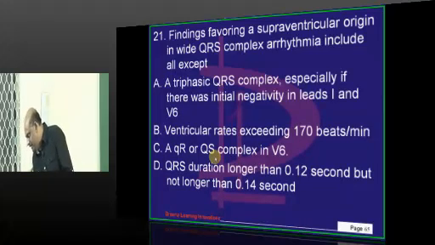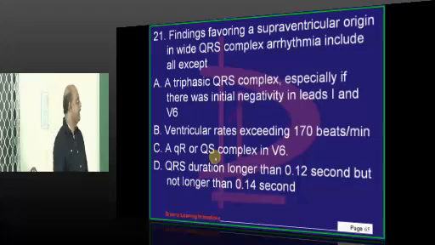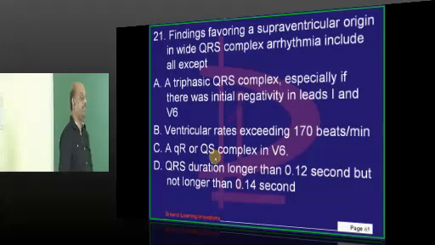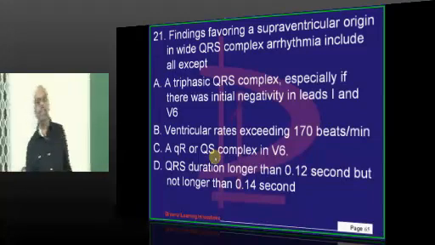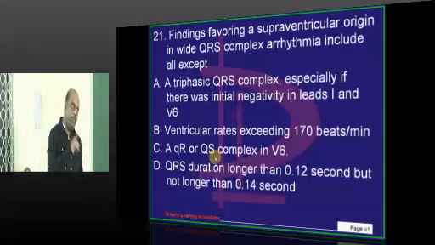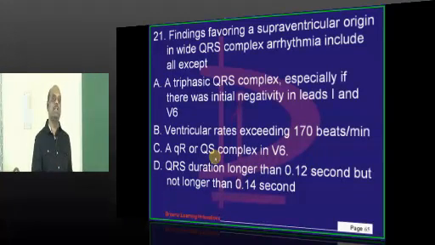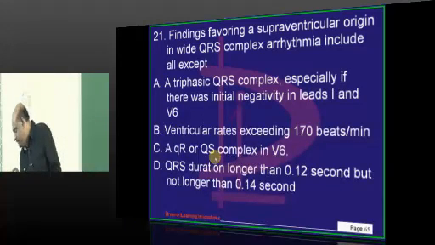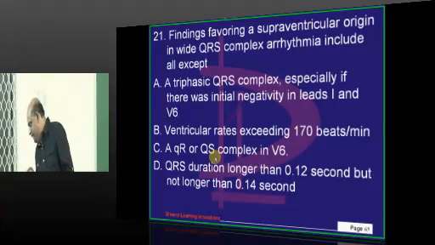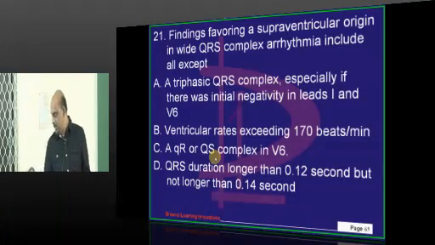Question number 21. You need to shoot me one confident and a quick answer, doctor. Yes, that's good. More than 0.14 second means it favors VT. Less than 0.14 means it favors SVT. So no objection about D. You need to wake up from the sleep and answer, doctor. That's good.